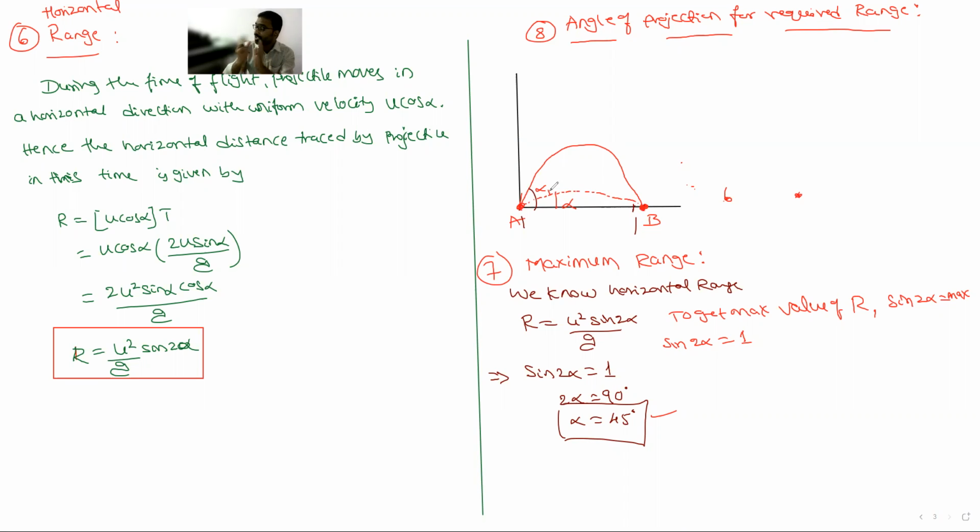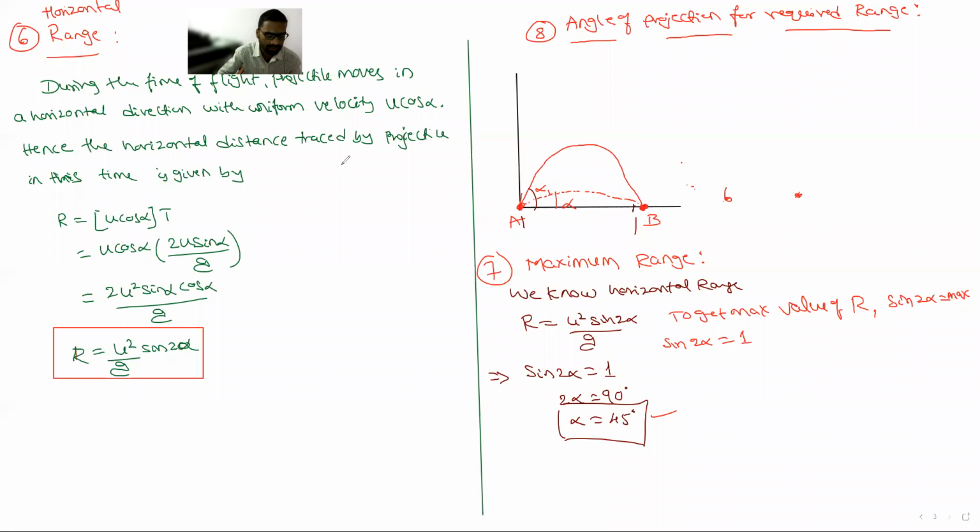Okay, it means the range is given for the alpha. So whenever you project any particle, it will go at two values of alpha. At the maximum value of alpha, at the minimum value of alpha, for that particular range. What is that value of alpha? We will find out.